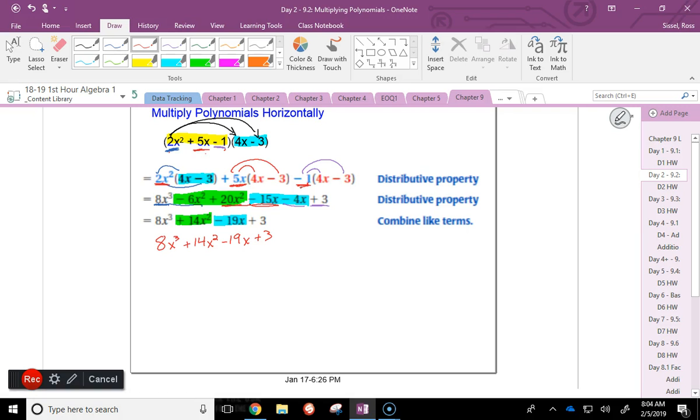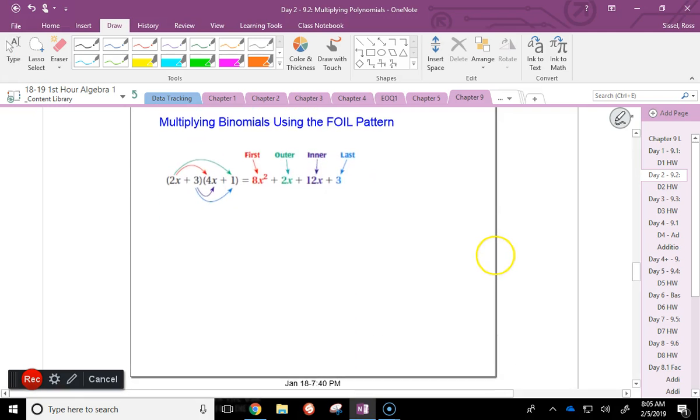Honestly, when I did this, I always just wrote it as I went. I draw my arrows. 2x squared times 4x, and I wrote down 8x cubed. Then I did this times here. 2x squared times negative 3 is minus 6x squared. And then I went to the middle number, and I got 20x squared. And then I got negative 15x. Whatever you're comfortable with, the only difference is this one just laid it out. And just make sure you didn't make that mistake.